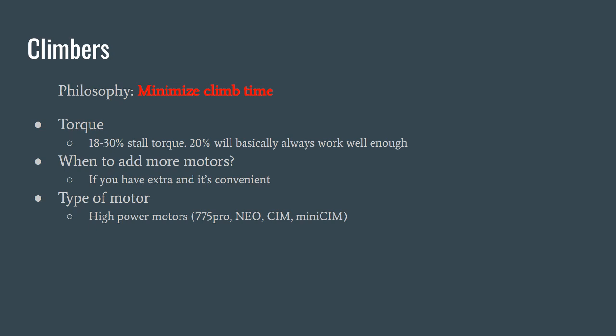So that was part of the reasoning for getting 6 Neos. Also, we made some assumptions in the beginning. We assumed we were going to use number 35 chain, which meant we had to use a bigger sprocket, which meant the force on the chain was lower. Because if the sprocket's bigger, of course, the force farther out is smaller, I mean. So we overspec'd it quite a bit.